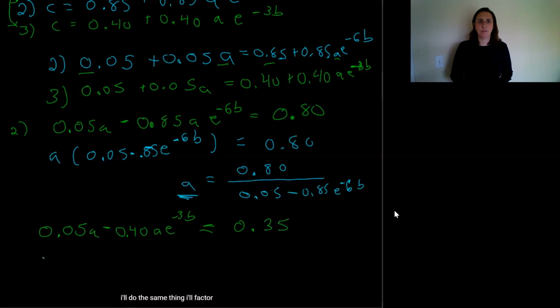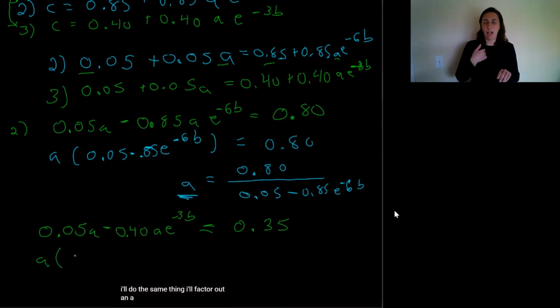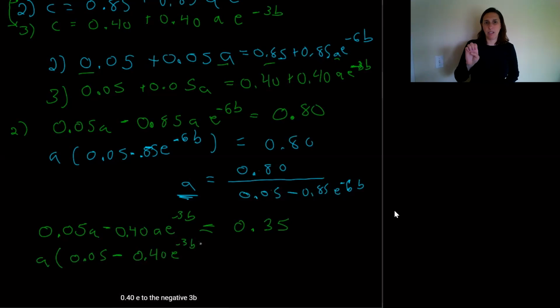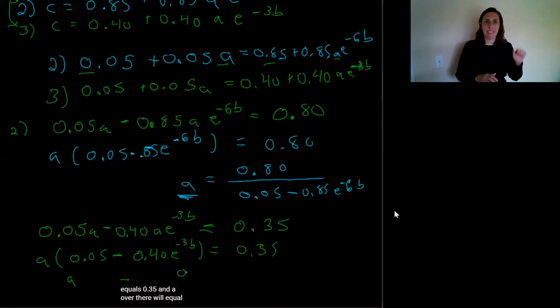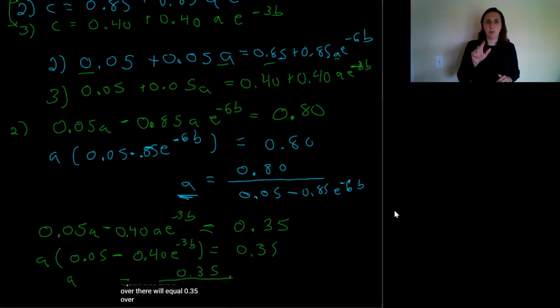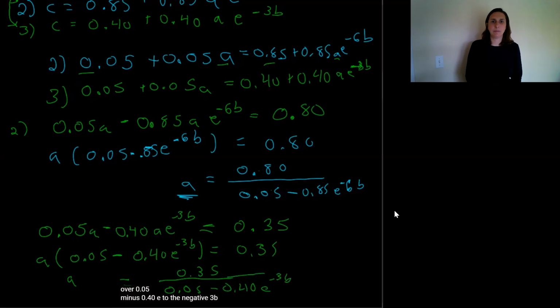I'll do the same thing. I'll factor out an A. 0.05 minus 0.40 e to the negative 3b equals 0.35. And A over there will equal 0.35 over 0.05 minus 0.40 e to the negative 3b. And so now equation 3 looks like this.